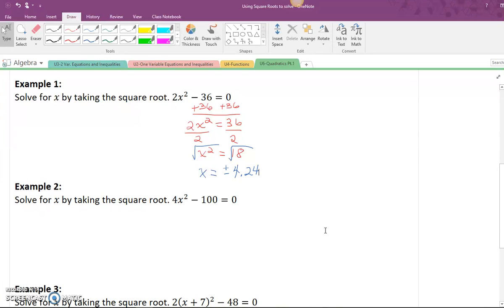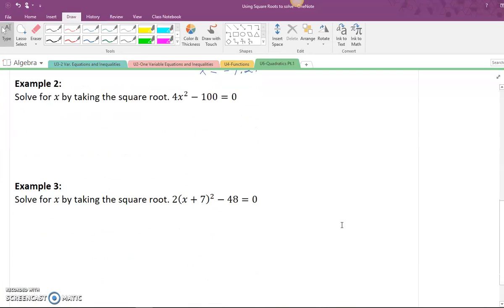And that's all there is to solving by square roots, guys. So let's take a look at a couple more examples to make sure you have this. So example 2 is 4x squared minus 100 equals 0. Again, I'm going to isolate the squared term by adding 100 to both sides. That cancels that out, leaves me 4x squared equals 100. Next, I'll divide by 4.